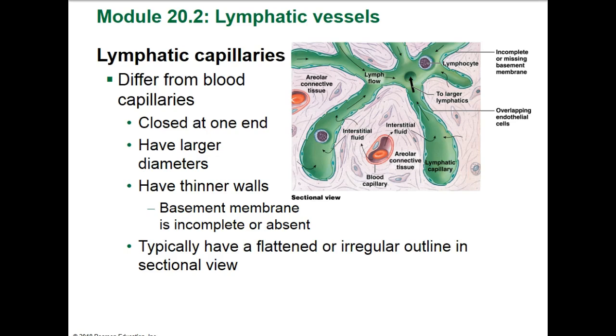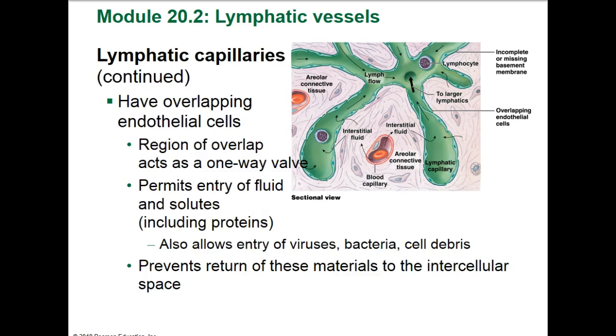Now, if you see them in color, say on a model or in a color picture, usually we show them as a greenish color for some reason. We distinguish that from veins and arteries being red and blue. They have overlapping endothelial cells. These regions of overlap basically act as one-way valves. They permit entry of the fluid and solutes, which include proteins, and they even allow viruses and bacteria and cell debris to enter, but they prevent the return of the materials to the intercellular spaces.